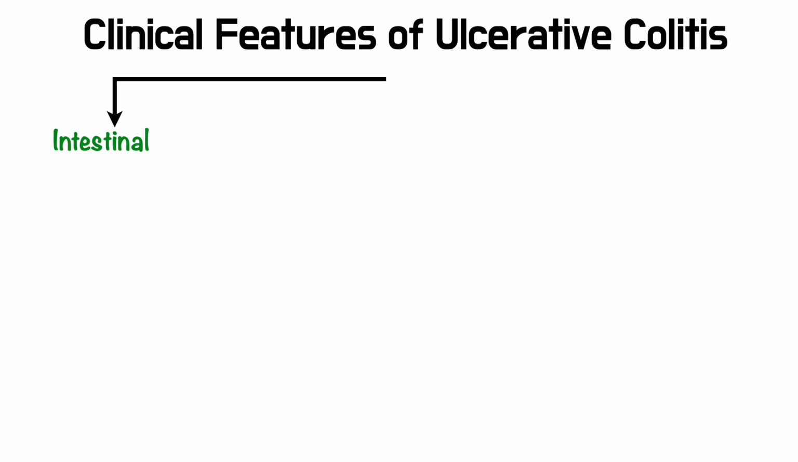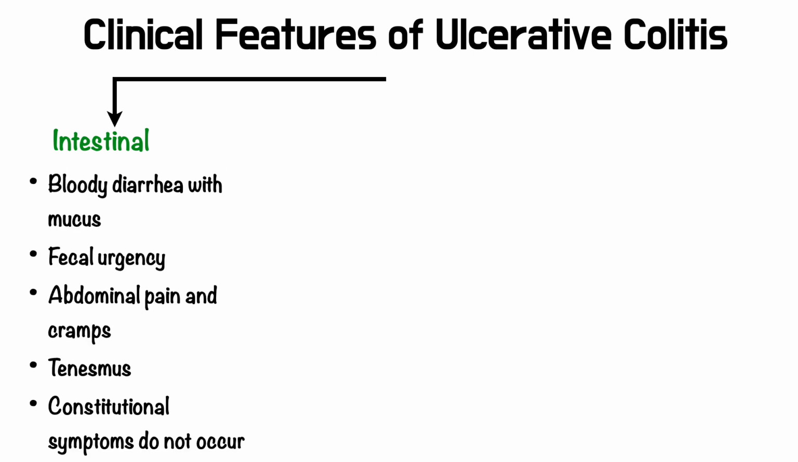In intestinal features, there will be bloody diarrhea with mucus. This is the most common presenting feature. And fecal urgency, abdominal pain and cramps. Tenesmus. Tenesmus is actually the feeling of incomplete voiding of the stool. Like you have just passed the feces, but you still feel like you have to pass the feces, right? So that is tenesmus. And constitutional symptoms are non-specific symptoms like fever and weight loss.